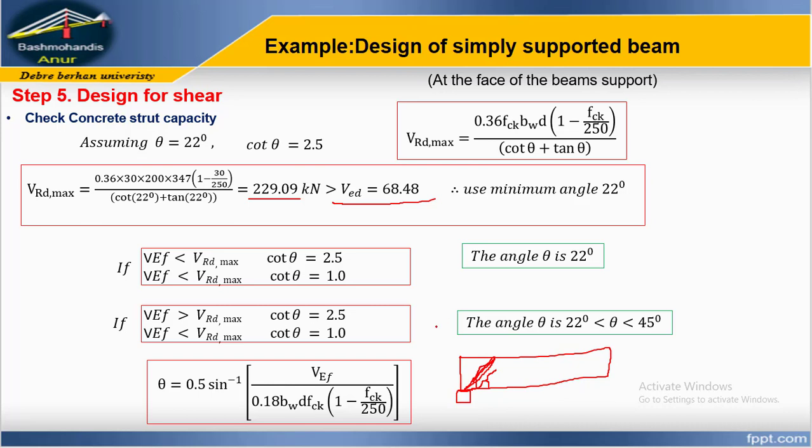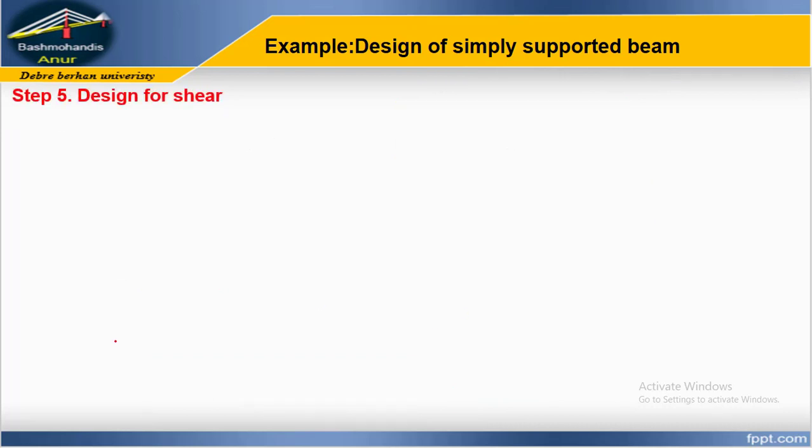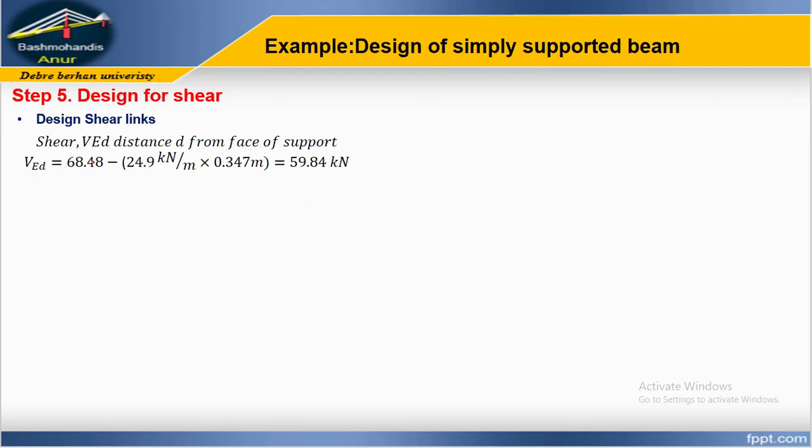Well, still we are in step 5, design for shear. We have already checked the concrete strut capacity and we have determined that we have to use angle theta as 22 degrees, okay? Now, we have to design the shear links, okay? We have to calculate the design shear at d distance from the face of the column, okay?